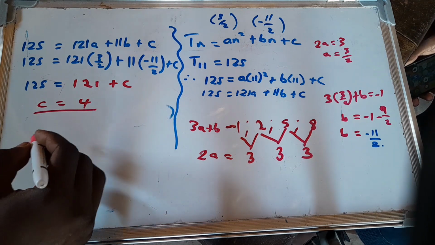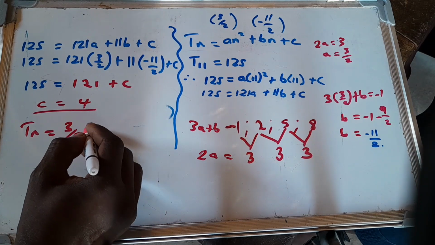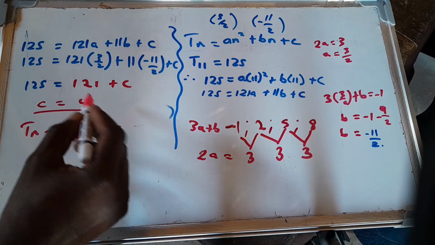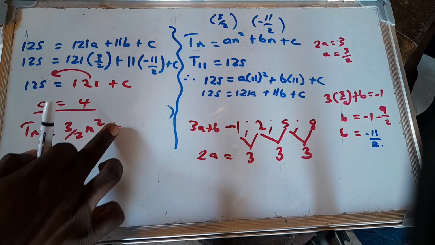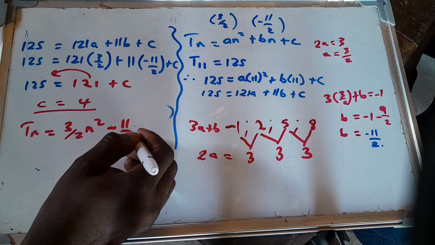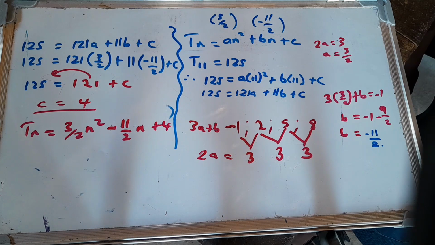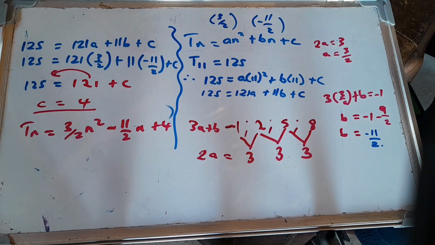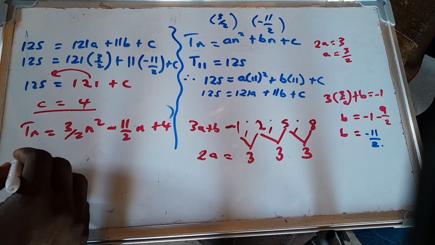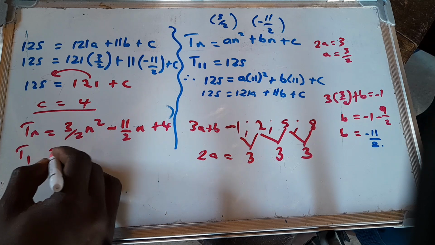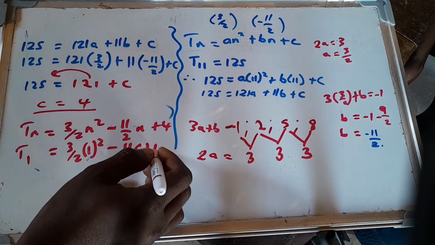So now we have our sequence: Tn is equal to 3 over 2 n squared plus negative 11 over 2 n plus 4. What was the question? Find the first term. So we substitute 1. Our T1, which is the first term, is 3 over 2 times 1 squared minus 11 over 2 times 1 plus 4.